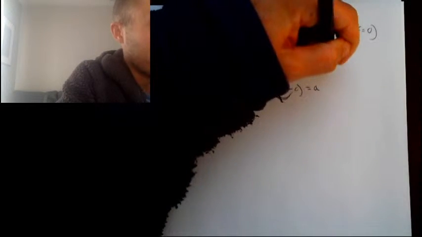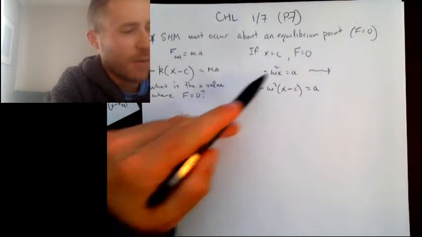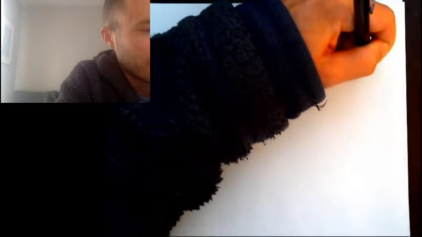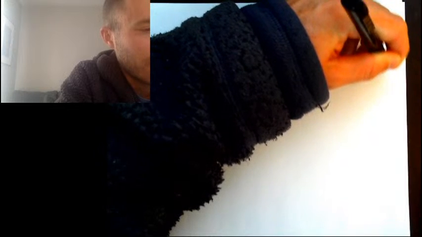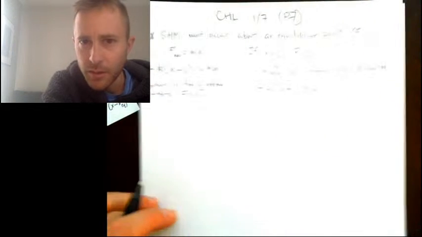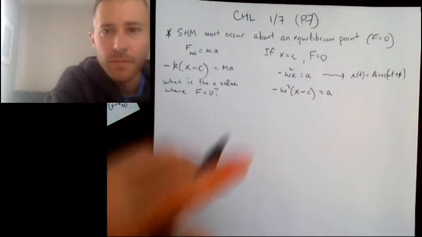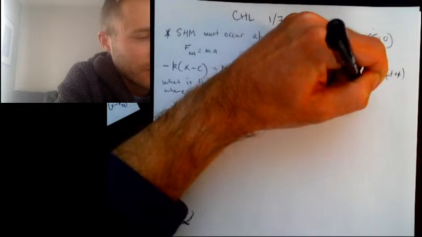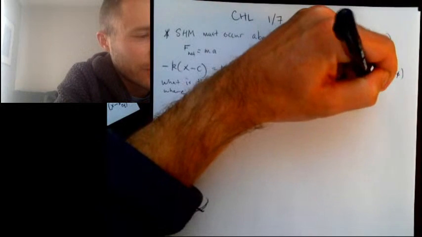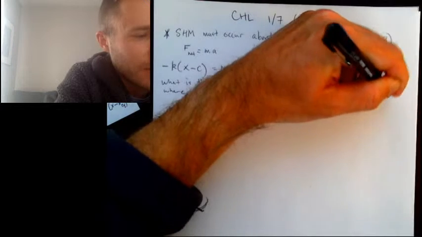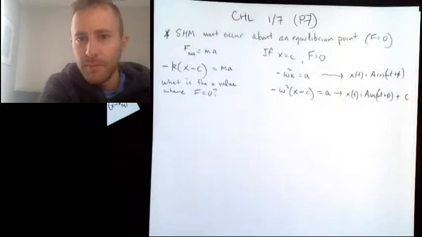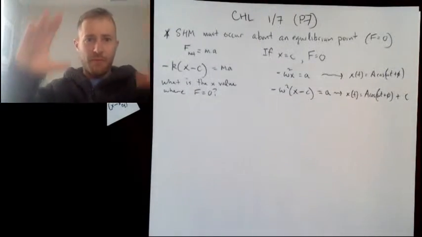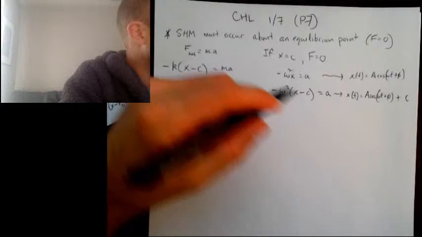So this top equation has the general solution x of t equals A cosine of omega t plus phi. This other equation has a solution A cosine of omega t plus phi plus the constant. So the constant basically shifts the graph up or down so that it's oscillating about the equilibrium point.